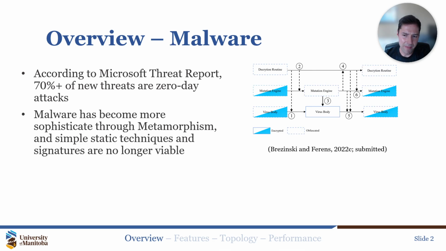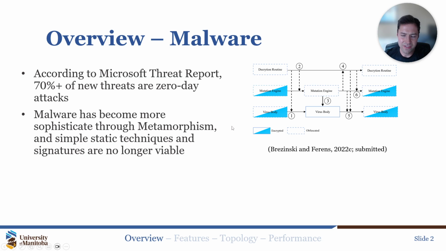And malware has become more sophisticated in how it works through a mechanism called metamorphism. What metamorphism is, is that malware can take itself, mutate itself, encrypt itself, and then package itself all back up. This image in the top right shows exactly how this can be done, where a virus body can decrypt itself, mutate itself, and then pack itself all up.